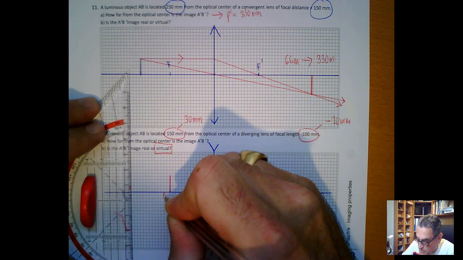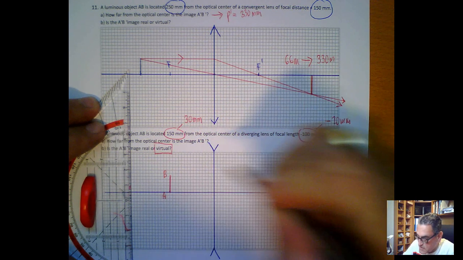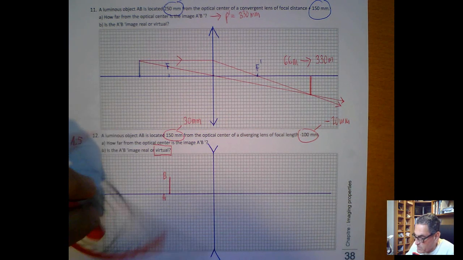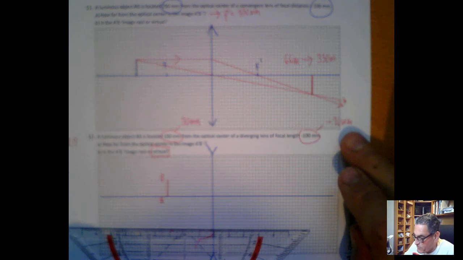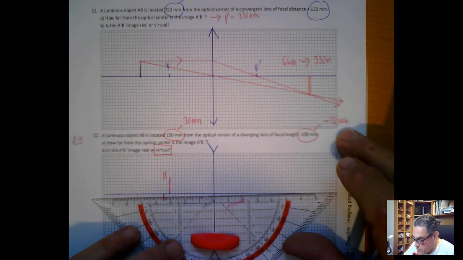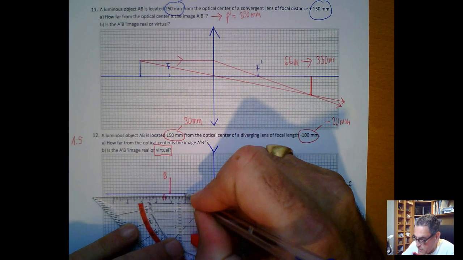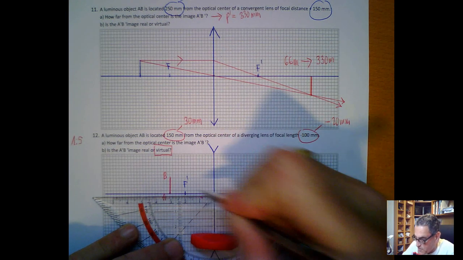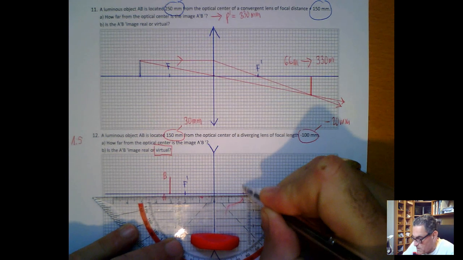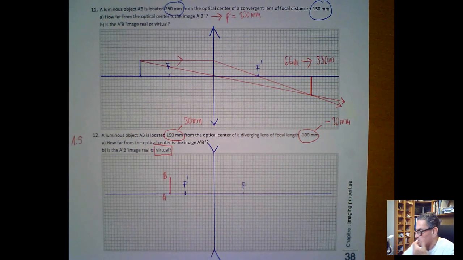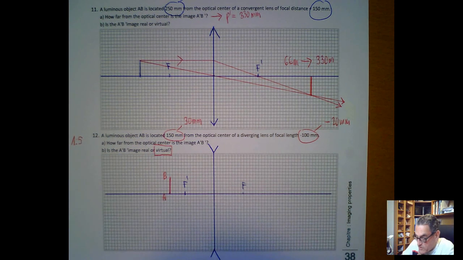Okay, the object is here. This is point A, this is point B. Now we have a focal length of 20 millimeters, so 2 centimeters. So the focal points are here and here. Okay, and now let's construct the image.